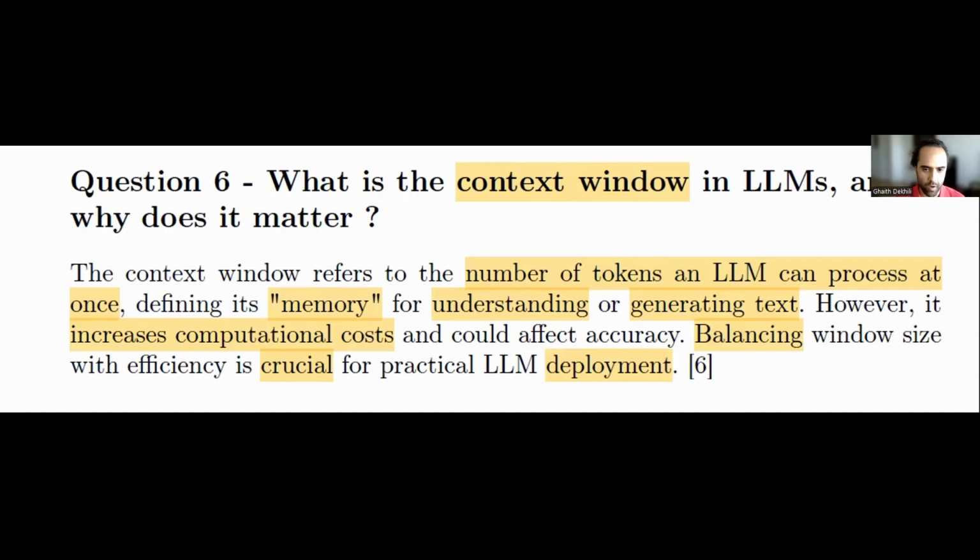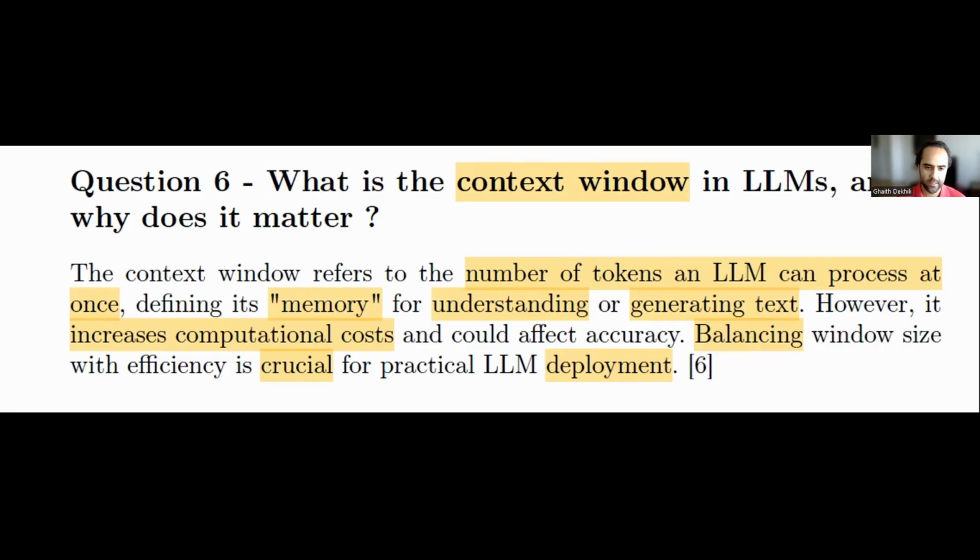The next question is about context window. So the context window is the number of tokens an LLM can process at once. It actually defines all the information that the model can put in its memory, short memory, let's say, to understand its output, and this includes understanding the input and generating the output.